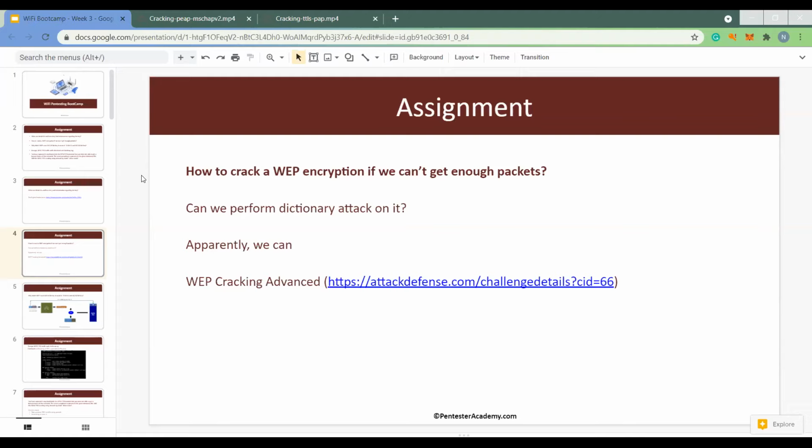But what if we don't have that many packets, right? So what if we only have 100 or 200 or 300 packets, right? How can we do it? So in that case, we can again fall back to the dictionary attack part.